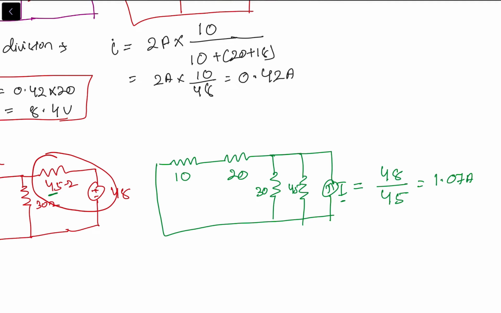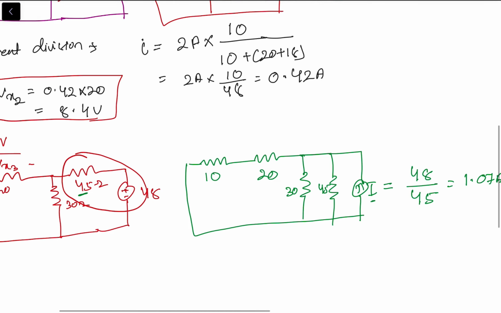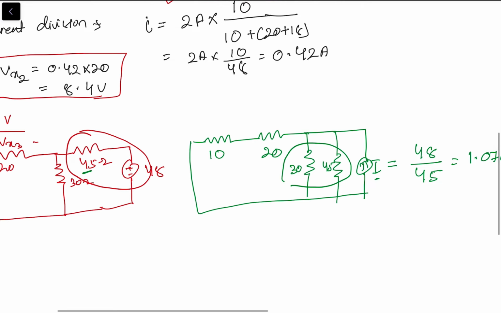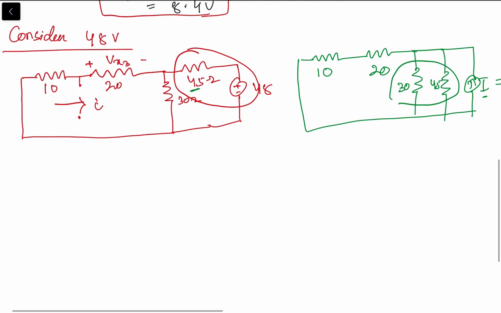Okay, now this current value is 1.07 ampere. Again in this circuit you can see this 35 and 45 are in parallel. So I can redraw the circuit again. If I redraw the circuit again, what will I get? Again this is 10. Here I have to find Vx3 now.